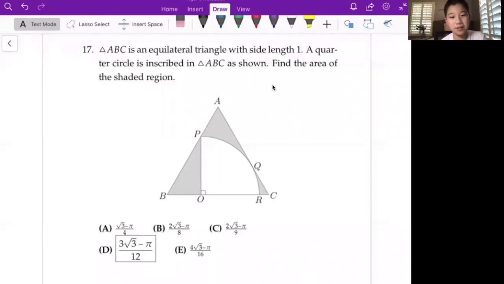Okay, problem 17. ABC is an equilateral triangle with side length 1. A quarter circle is inscribed in ABC as shown. Find the area of the shaded region. Okay, when you first look at this problem, when you first look at this diagram, the really only thing that pops up to you is how strange it is. Yes, and it is really strange, but it'll be quite nice after we do some things with it.